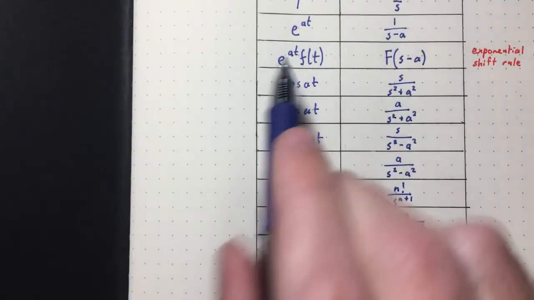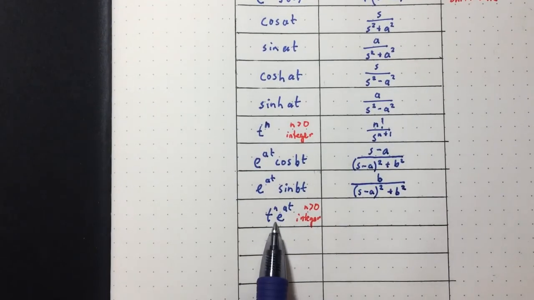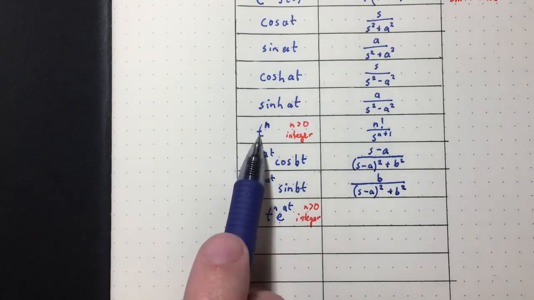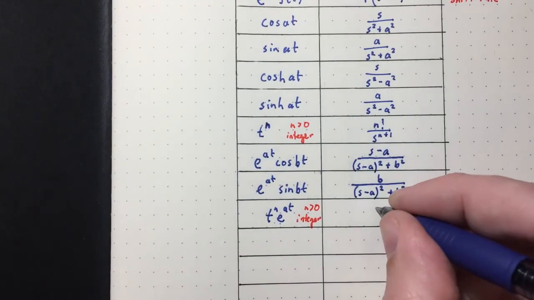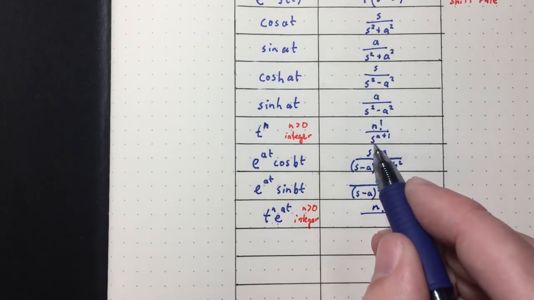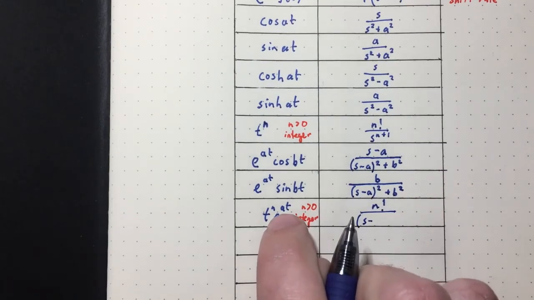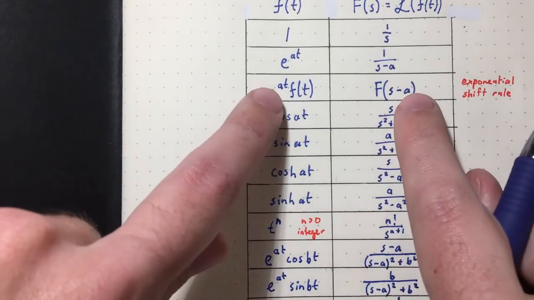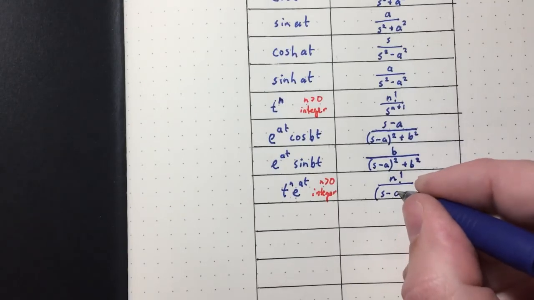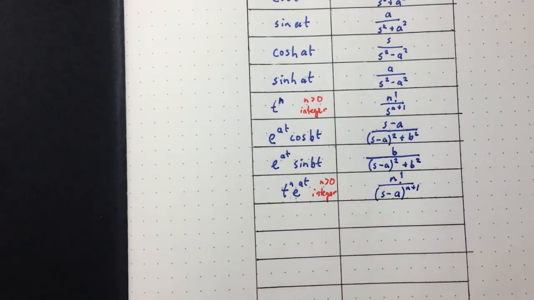So the exponential shift rule is a bit tricky to use, but hopefully you're getting the hang of it. How would I do this one? Again, I have an exponential times something I know the Laplace transform of, right? So I'm just going to copy that down. It's n factorial over, but what do I have to do here? I have to replace the s with s minus a, that number up there in the exponential, right? s minus a to the n plus 1. Okay.